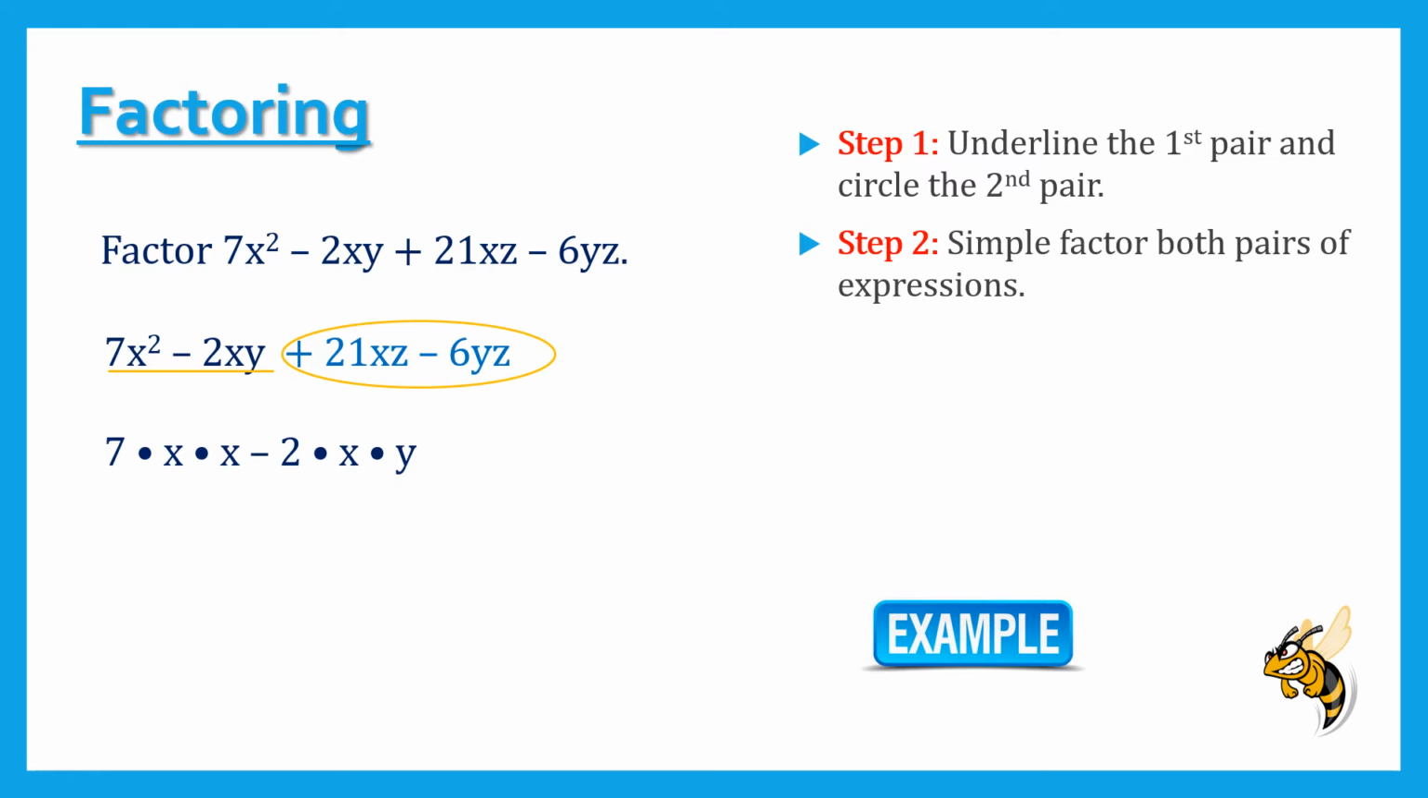Now I need to find out what both terms have in common. And I can see that they both have an x in common. That would be the greatest common factor for that pair. The greatest common factor goes on the outside and the remaining goes inside of a parentheses, and we do it from left to right. So it's going to be x, open parentheses, 7x, followed by a minus, followed by 2y.